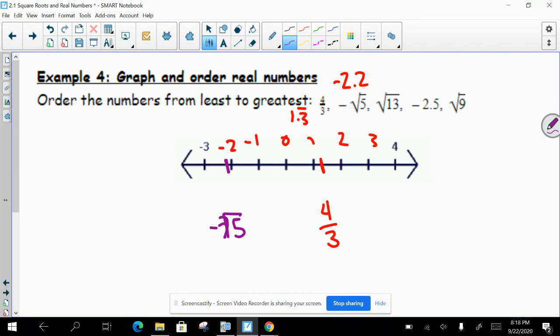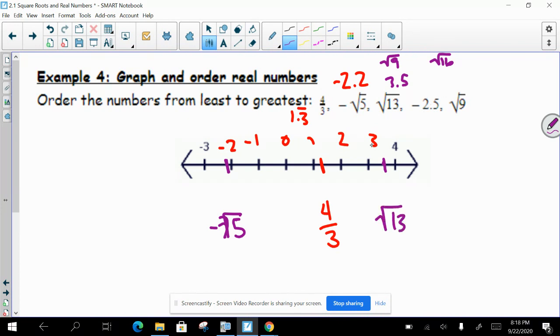The square root of 13. Well, the square root of 13 is between the square root of 9 and the square root of 16, which is between 3 and 4. So it's about, I'm just going to call it 3.5. So the square root of 13.